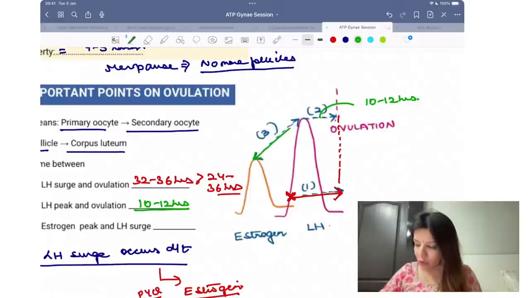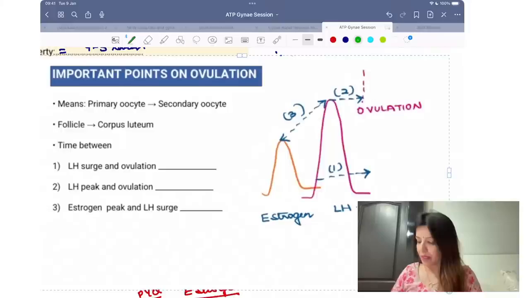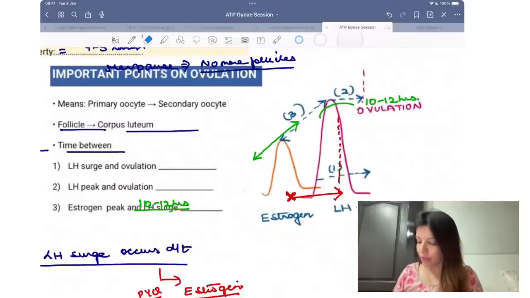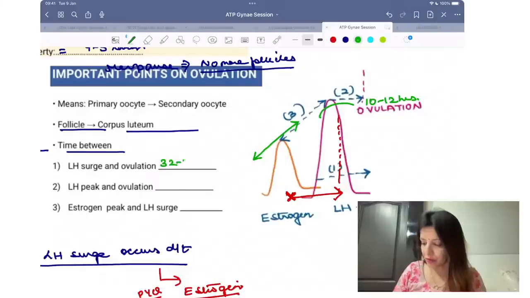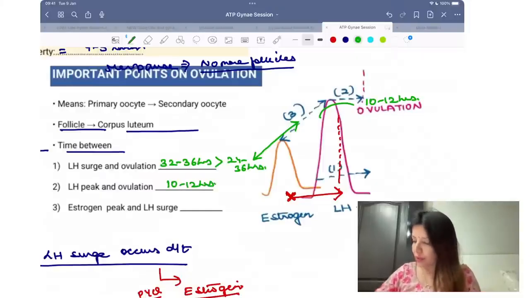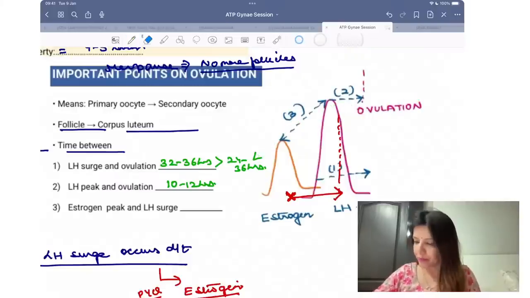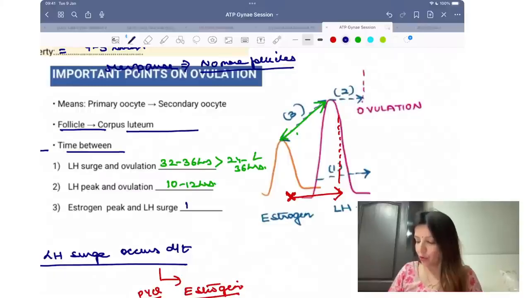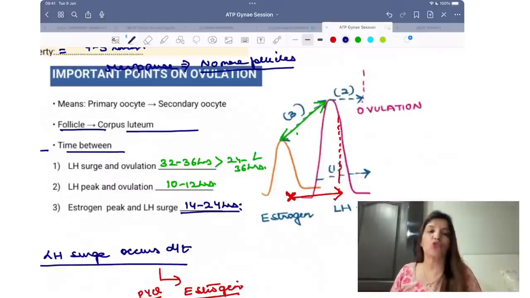What is the time gap between estrogen peak and LH peak? Tell me, between these two peaks, what is the time gap? Excellent, NANI, very good. It is 14 to 24 hours. The time gap between estrogen peak and LH surge is 14 to 24 hours.